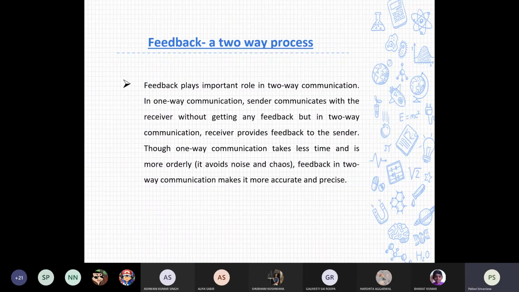Okay, so now look at this. We all know that when it is a two-way process, then only we get feedback. If it is a one-way process, it's just like announcements at railway stations and airports. They keep on announcing things. They fall into the ears of people, and people interpret and react according to their own wish.